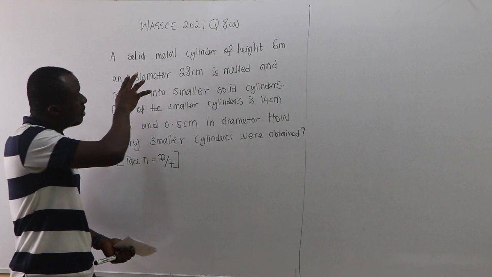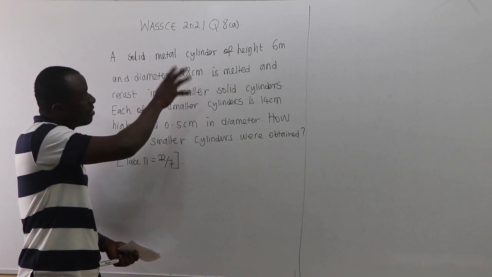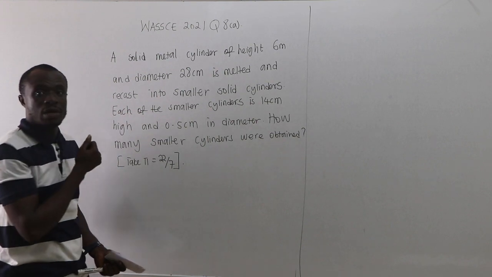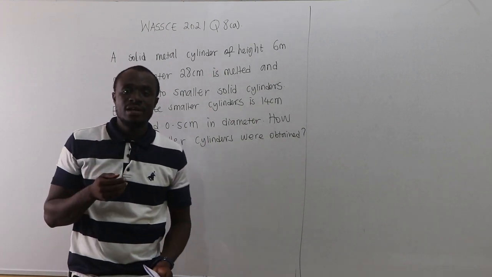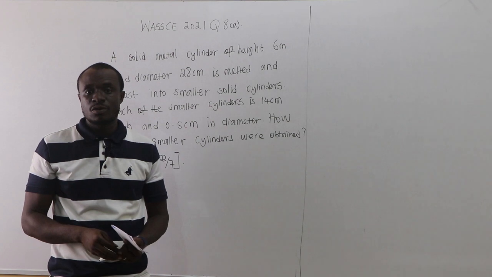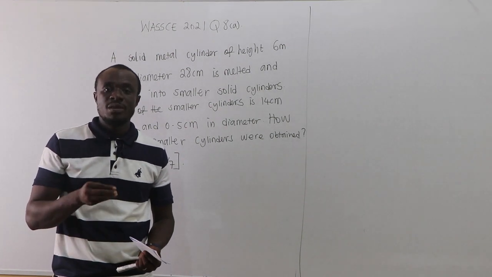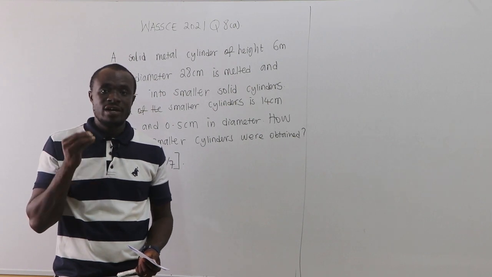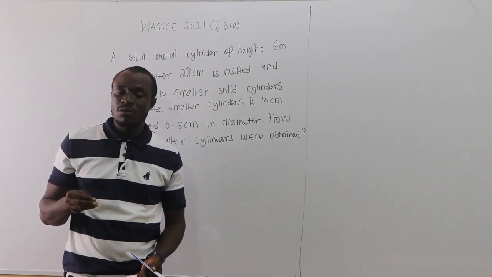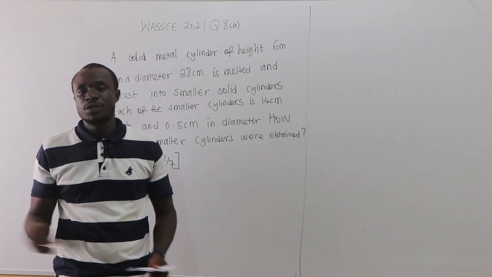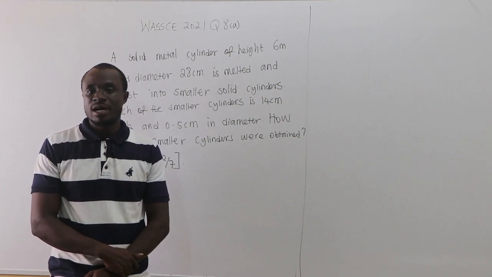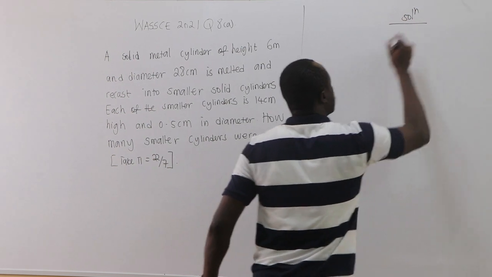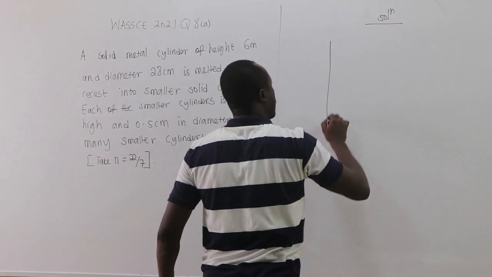Now, the solid metal cylinder was melted and recast to form the smaller ones. So the number of smaller ones obtained is going to be the volume of the original one, which was recast, divided by the volume of the smaller one. So let's consider the original one.